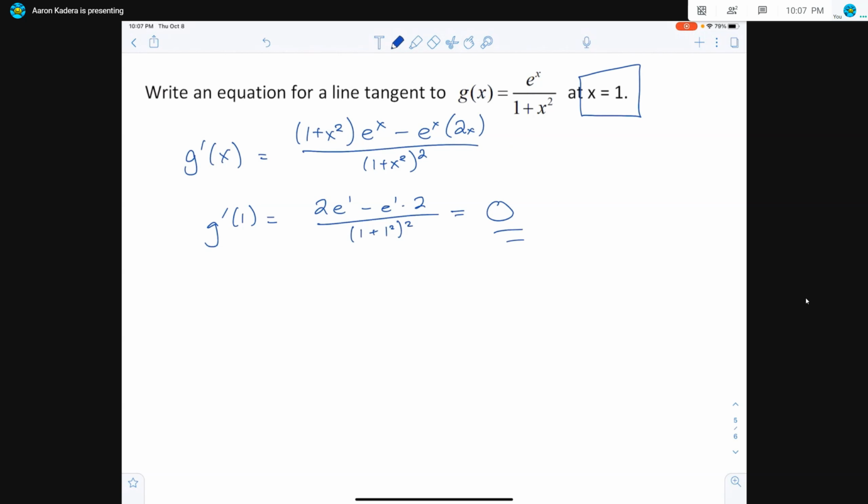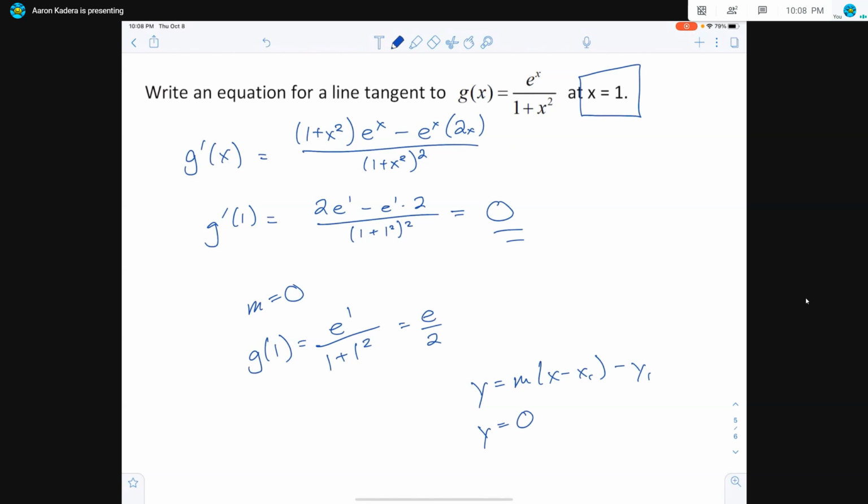Fantastic. Okay, so we need a tangent line. So my slope for my tangent line is 0 apparently, so that really just means we need to know the height of the original function. So we need to know g of 1 in order for that to work. So g of 1 is e to the first, and then we have 1 plus 1 squared. So that would be e over 2. So I bet if we wrote an equation, we got y equals m times x minus x1 plus y1, well, we just figured out that m is 0, so it wipes out everything that follows there. That's a plus sign, sorry. And then plus, we just figured out that was e over 2.